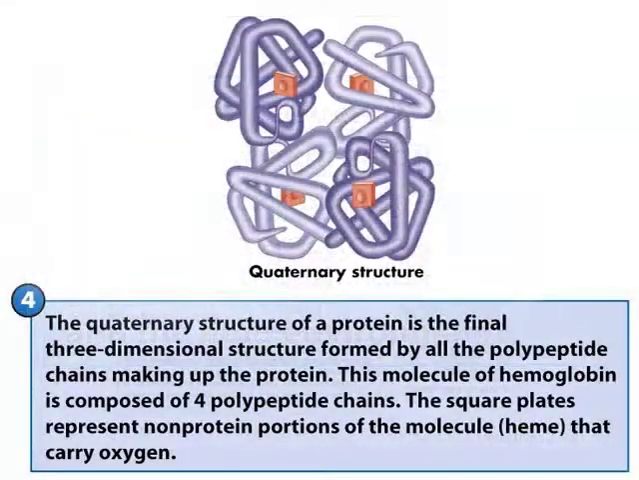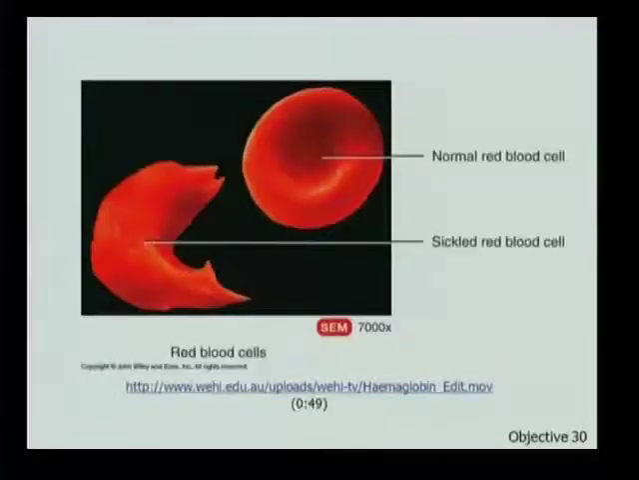And then quaternary structure is when we take those three-dimensional protein chains and put them together into one big structure. It's called quaternary structure. This is the same example as seen earlier of the hemoglobin molecule. The abnormal formation of quaternary structure in the hemoglobin protein in sickle cell anemia is shown in the attached movie.